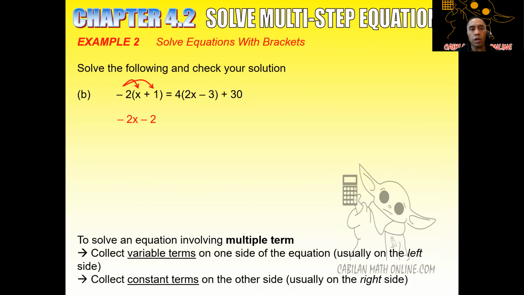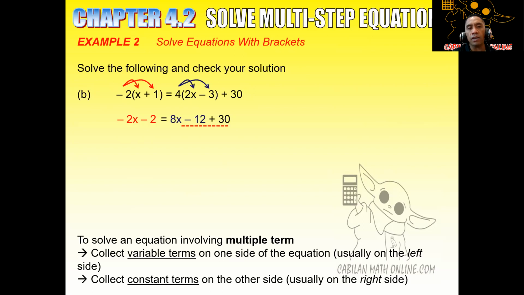On the right side, we're going to multiply the 4 to the 2x and the 4 to the negative 3. So that will give me 8x minus 12, and then bring back the 30. Now, the left side is completely fine, so we're not going to touch that. However, on the right side, we can still simplify further because we have two numbers, so we're going to collect the terms on the right side first.